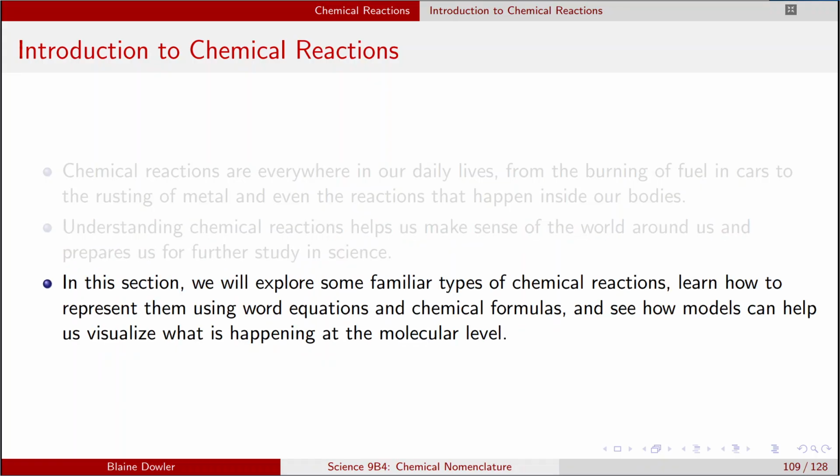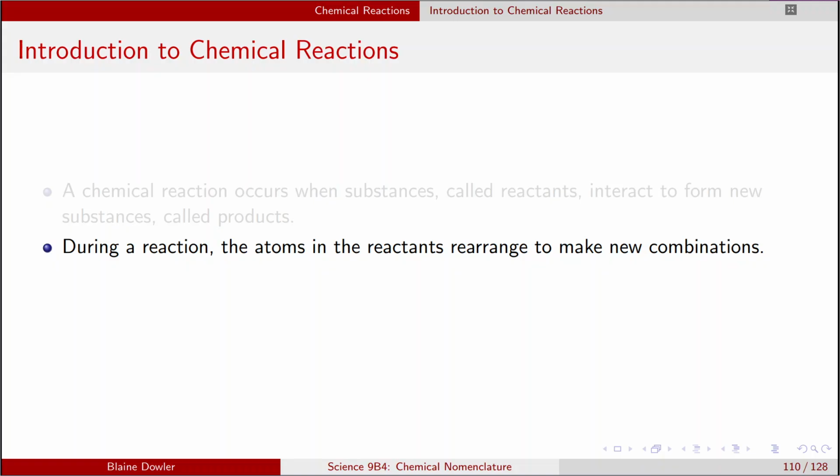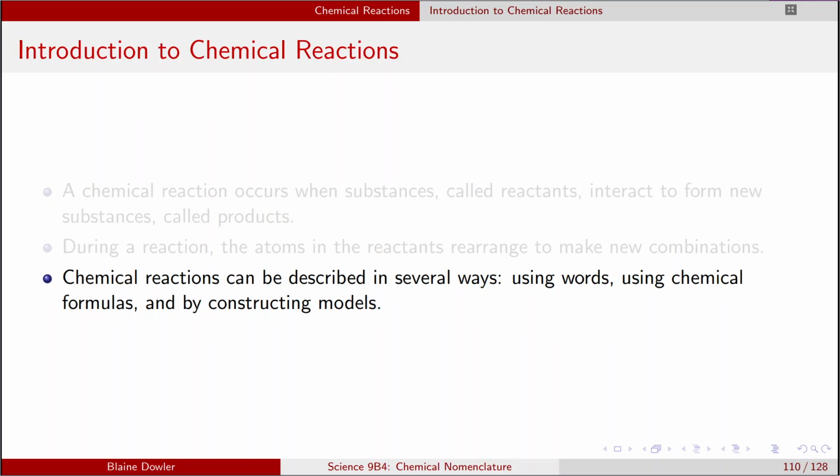In this section or video, we will explore some familiar types of chemical reactions, learn how to represent them using word equations and chemical formulas, and see how models can help us visualize what is happening at the molecular level. So a chemical reaction occurs when substances called reactants interact to form new substances called products. During a reaction, the atoms in the reactants rearrange to make new combinations. Chemical reactions can be described in several ways, using words, using chemical formulas, and by constructing models.